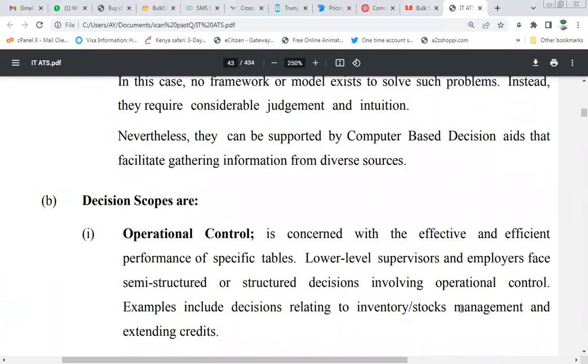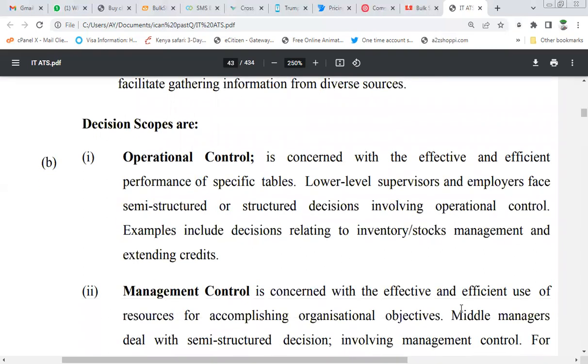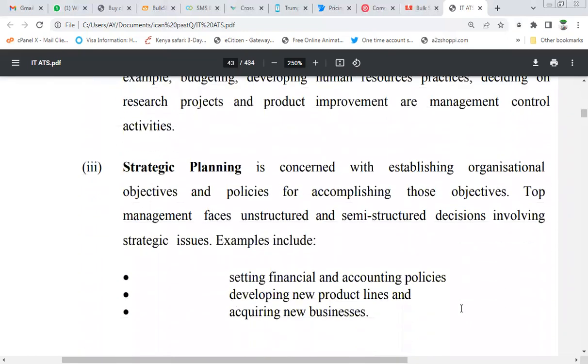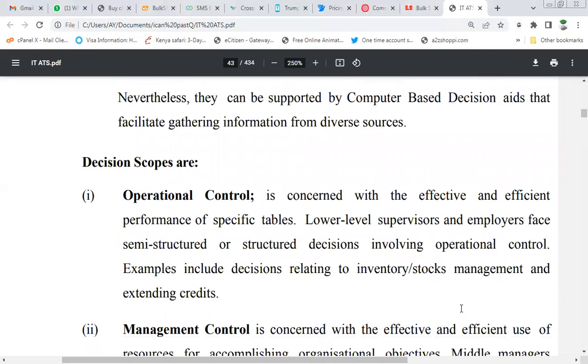So, decision scope. When we talk of a scope, we talk of the size of an area, the limit to which you can go beyond. That is what scope is talking about. So decision scopes are: one, operational control, management control, strategic planning. What is operational control? It's concerned with the effective and efficient performance of specific tasks. Lower level supervisors and employees face semi-structured or structured decisions involving operational control.